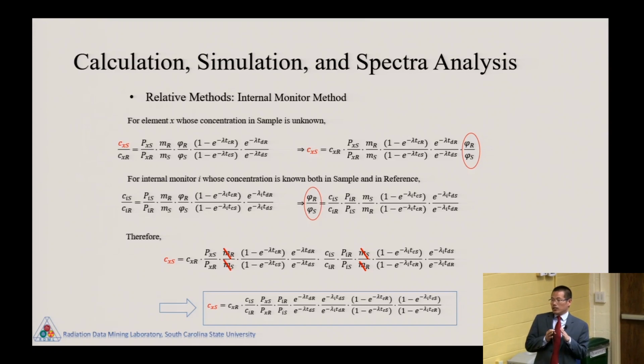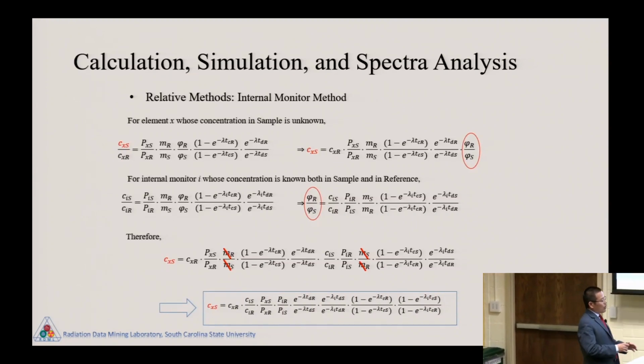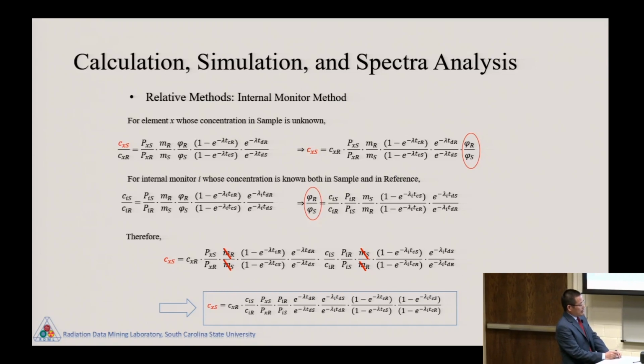So this is a good thing about the internal monitor method. You get the ratio of flux, and also the mass is cancelled. You do not even need to measure your sample and reference. Just put them in and irradiate, because in the calculation they are gone. Okay. This is the equation we use for activation analysis.